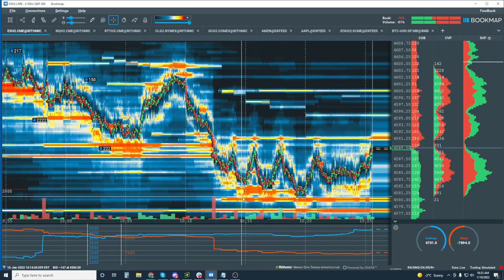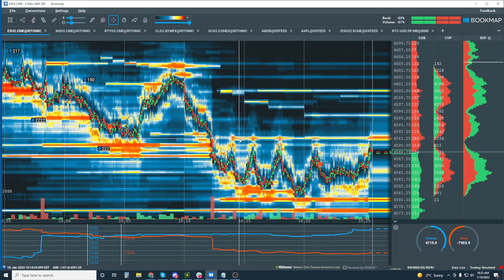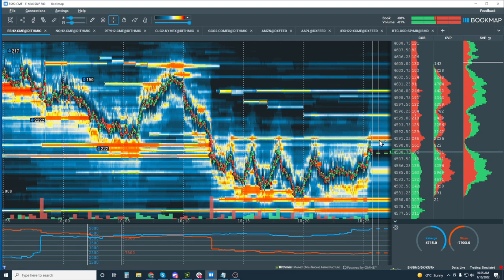Okay, there's our 90. Still looking for higher. I really like 91 here, 91.25. This is where it dropped from, and you can see it very clearly in the structure, and that's where the liquidity is as well.